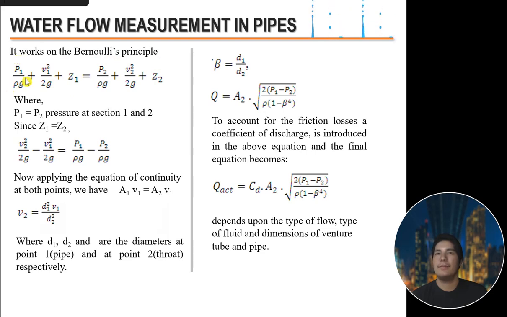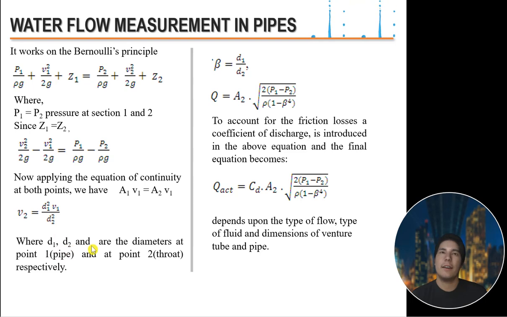So we have the pressure head plus the velocity head plus the elevation head equal at point 1, and then we have the same energy equation at point 2. Since our Z1 is equal to Z2, we see that the difference of the velocity head is equal to the difference of the pressure head. Now we apply the equation of continuity at both points. So Q1 equals Q2. So what happens here is, this must be V2. V2 is D1 squared V1 over D2 squared.